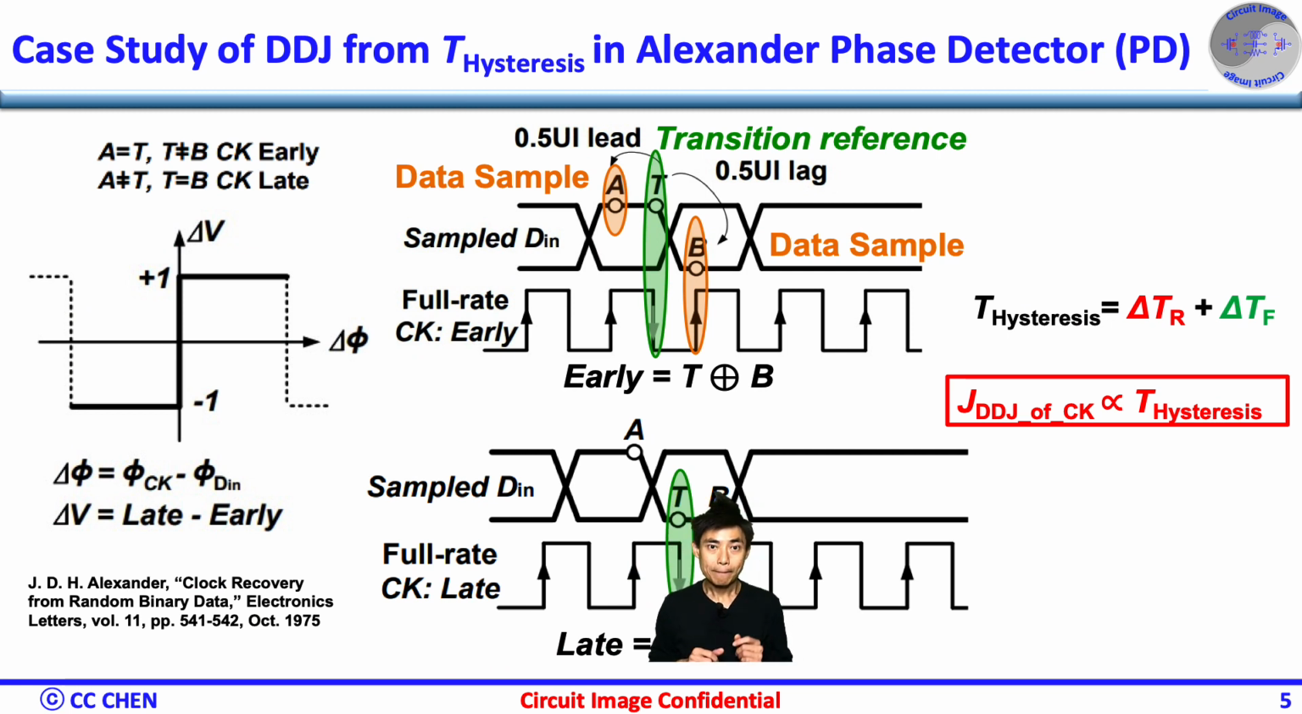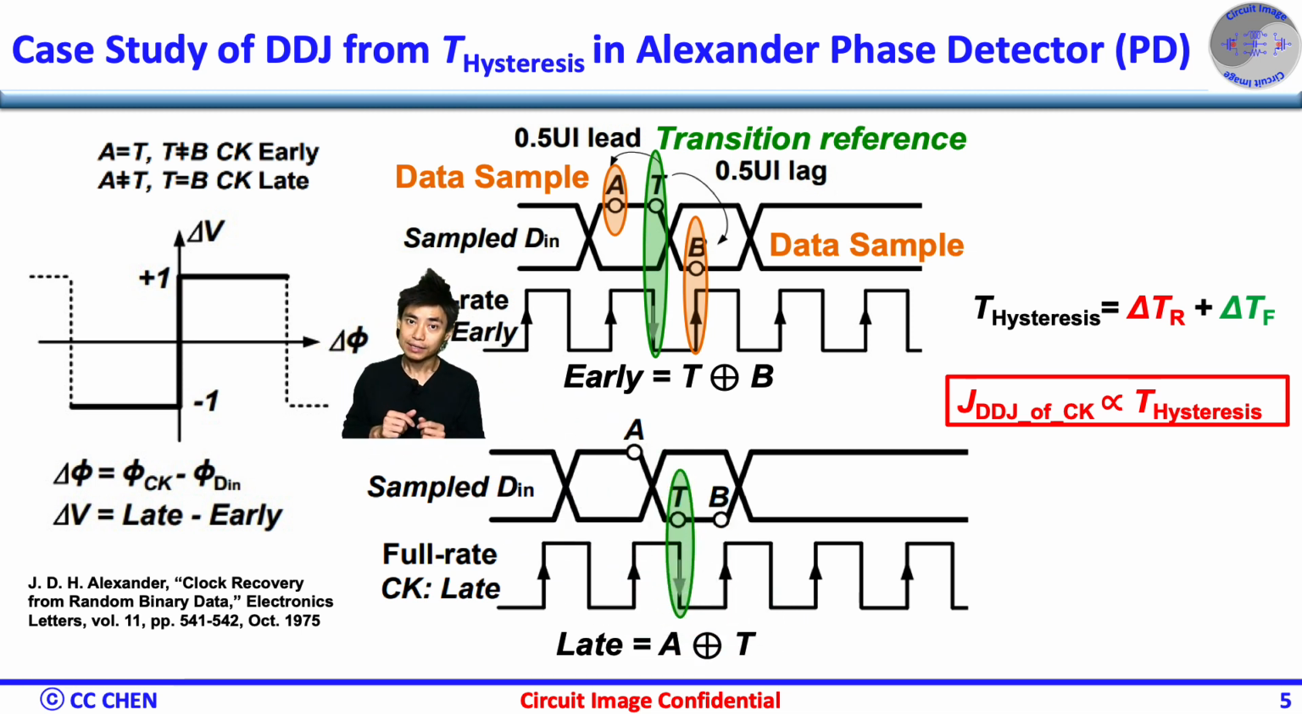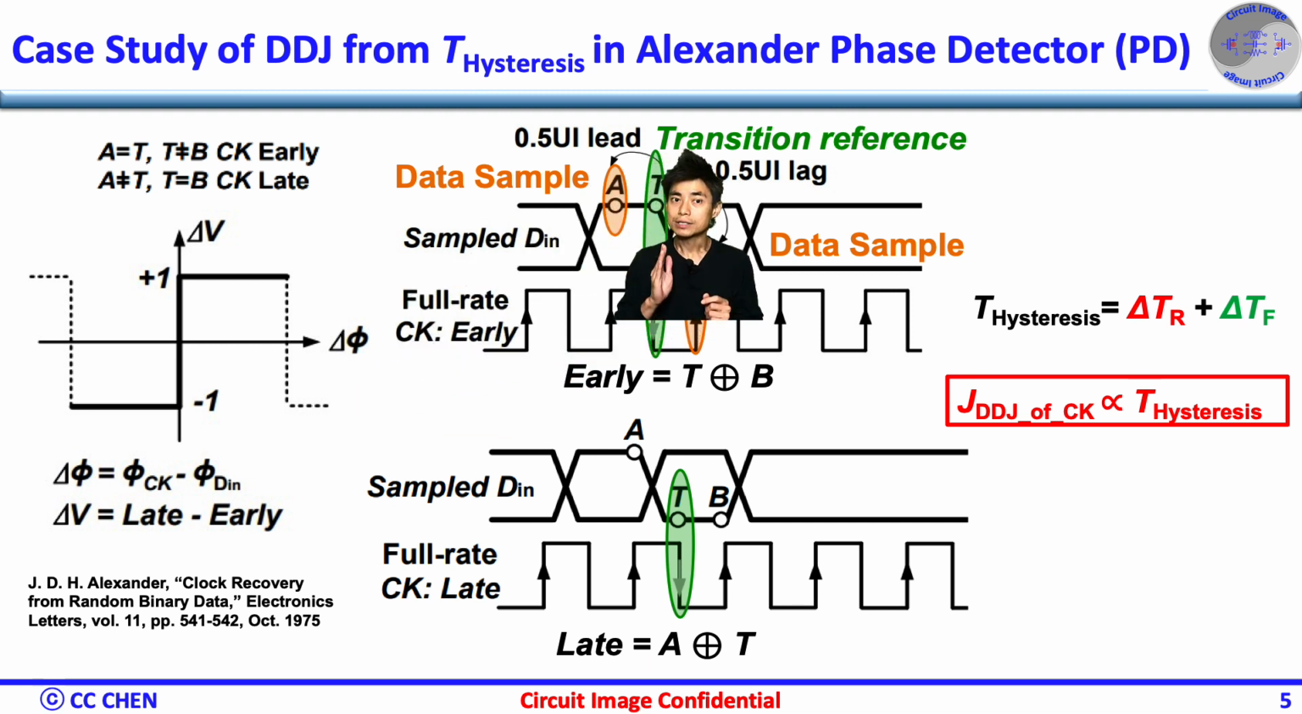The hysteresis time is very critical to any CDR locked in the transition of the input data. Take the Alexander phase detector as an example here. If the transition reference will lock to TR from 0 to 1 and TF from 1 to 0, then the data-dependent jitter DDJ of the recovery clock is introduced by the edge of the sampler's hysteresis.